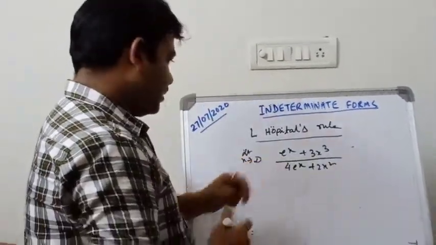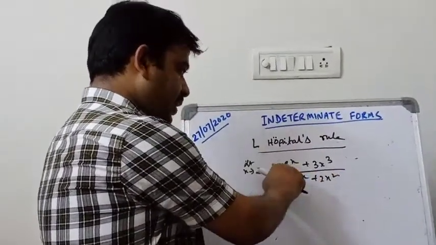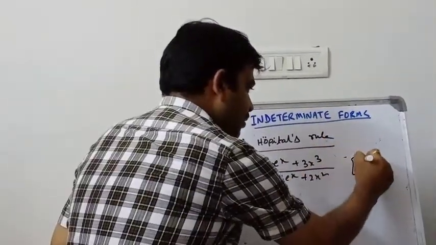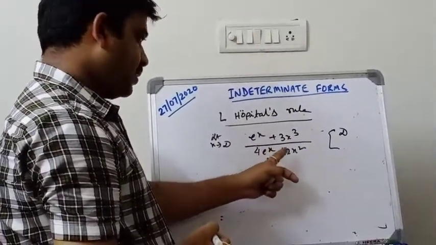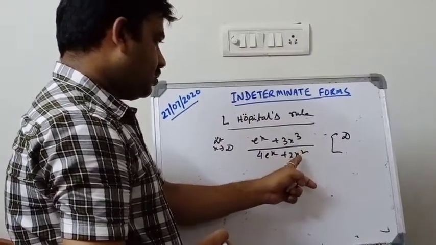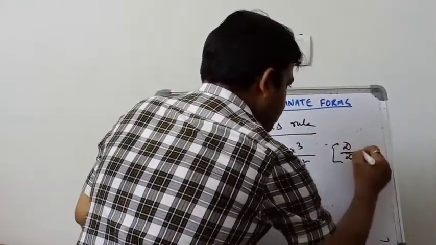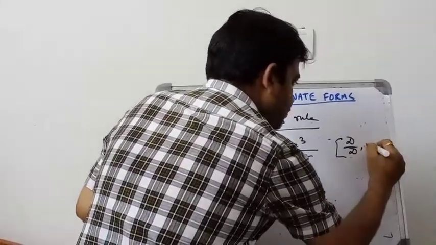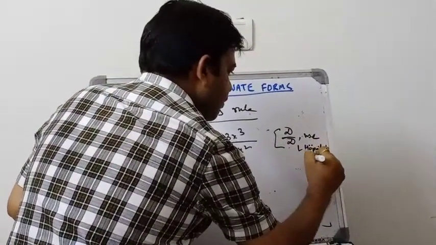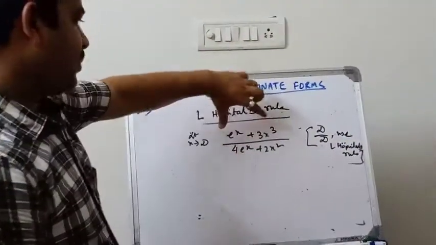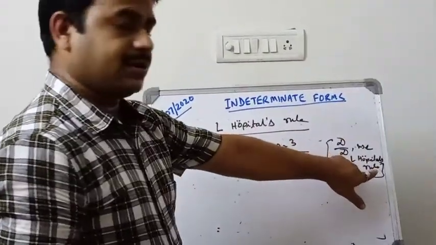Look, if I put infinity here, e to the power infinity is infinity, infinity to the power 3 is infinity, so infinity plus infinity is coming infinity. And here also, e to the power infinity is infinity plus infinity square is infinity, so this is also coming infinity. So it is infinity by infinity form, use L'Hopital's rule.